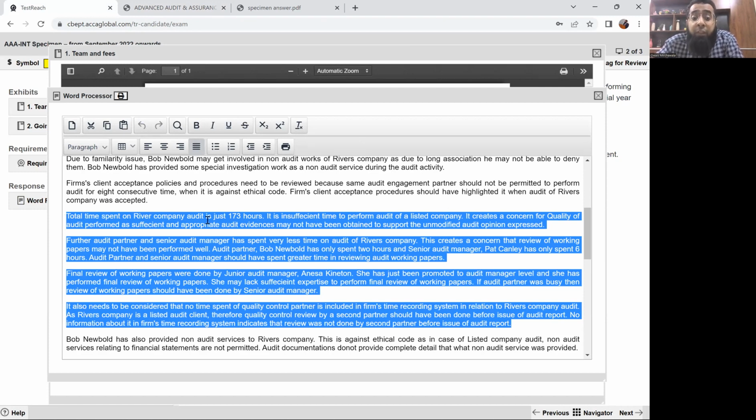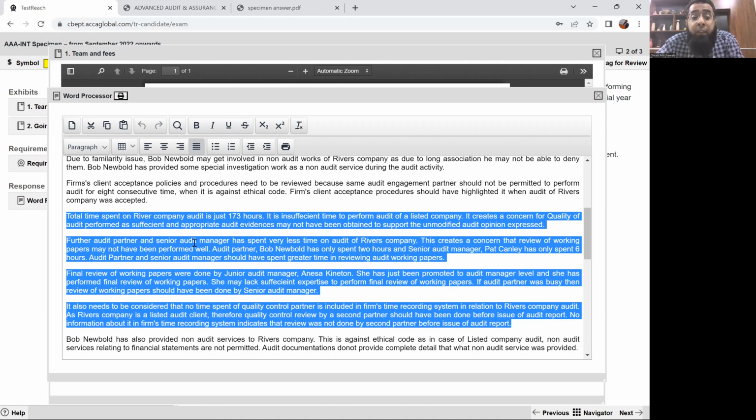Total time spent on the river company audit is just 173 hours. It is insufficient time to perform the audit of a listed company. The candidate one missed this point. Okay, it creates a concern for the quality of the audit performed, as sufficient and appropriate audit evidence may not have been obtained to support the opinion. We also made a judgment that since very little time is given to the audit, it means that sufficient and appropriate evidence may not have been obtained.